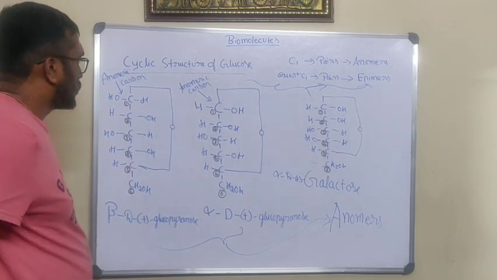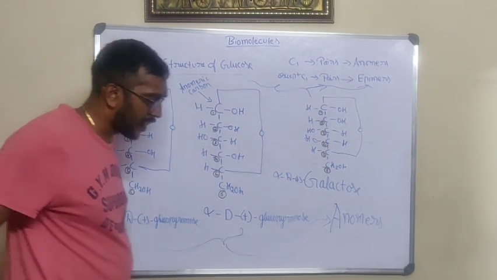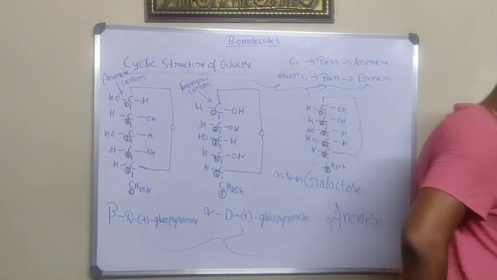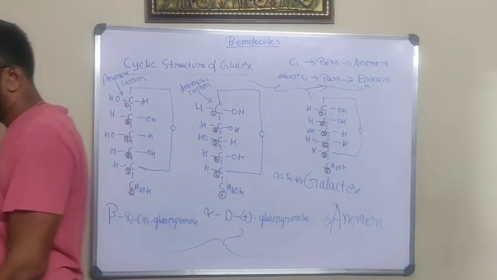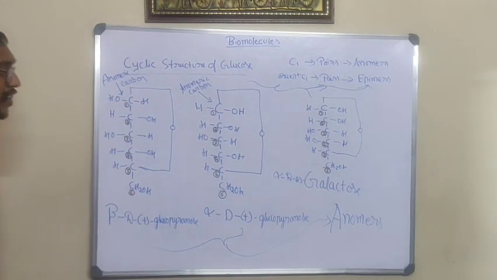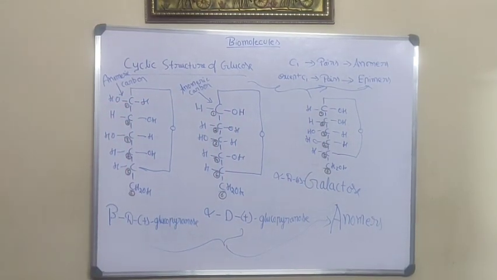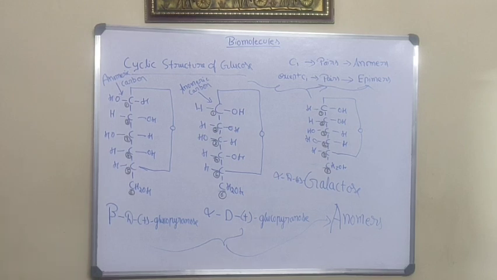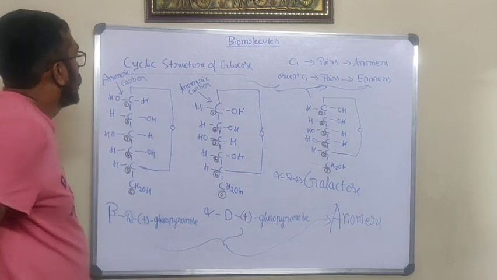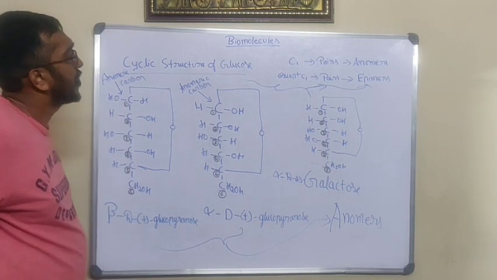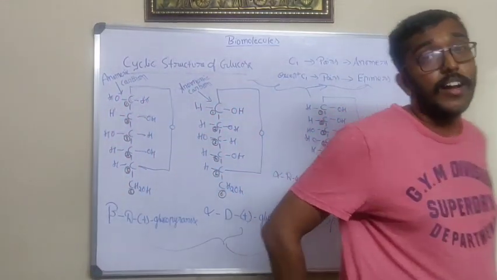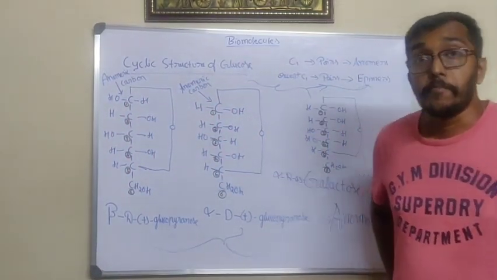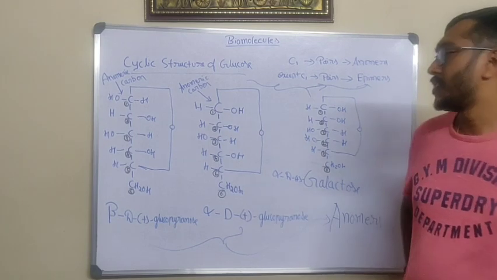Why will only the fifth carbon OH group be activated? Because that ring will be highly stable in nature. So I hope you have understood this concept: how to write the cyclic structure of glucose, what is meant by anomeric carbon, and what is meant by epimers and anomers.